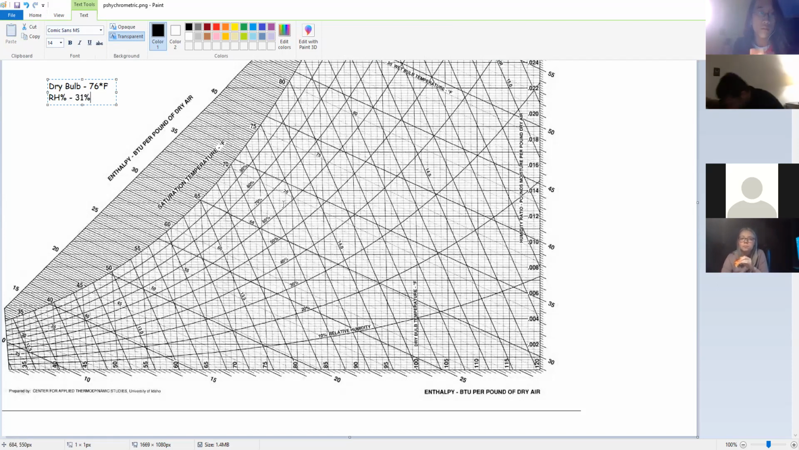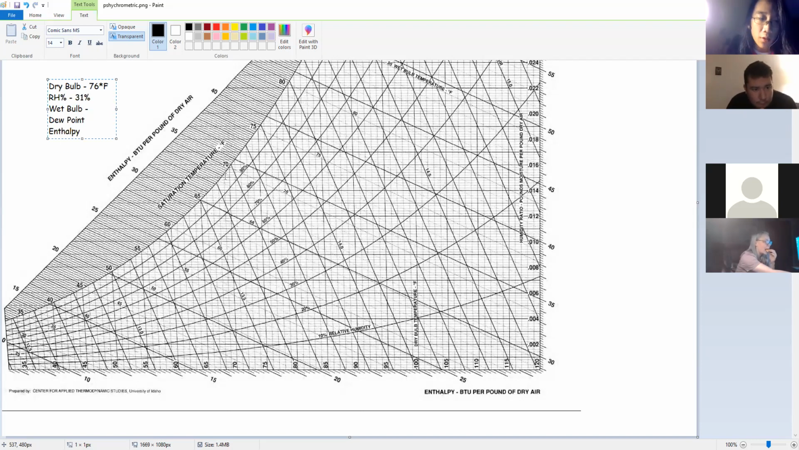All right, so now we're going to find wet bulb. Then we're going to find dew point. Then we're going to find enthalpy. And I think that's it, oh yeah, also we can find absolute humidity. All right, beautiful.